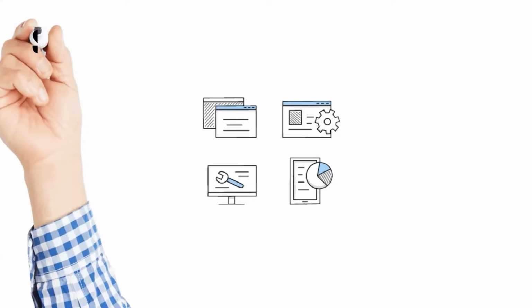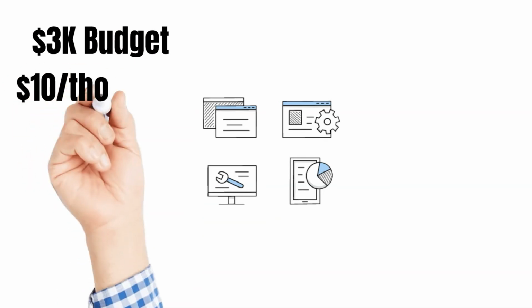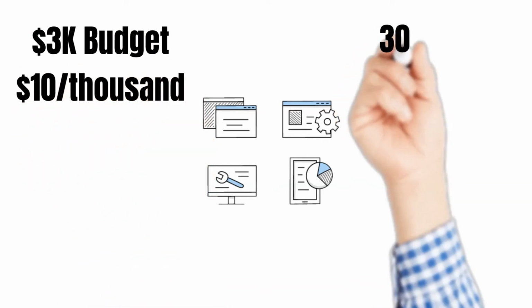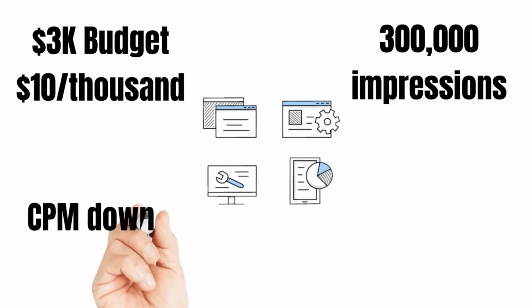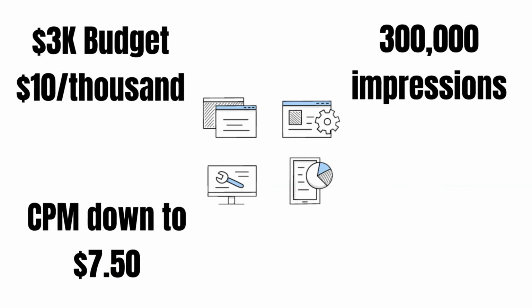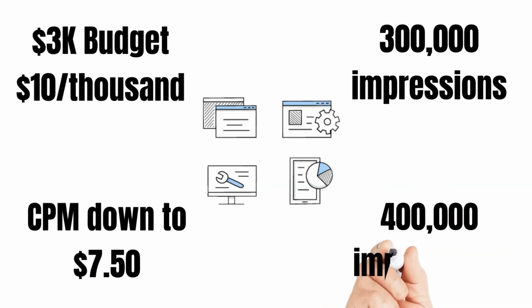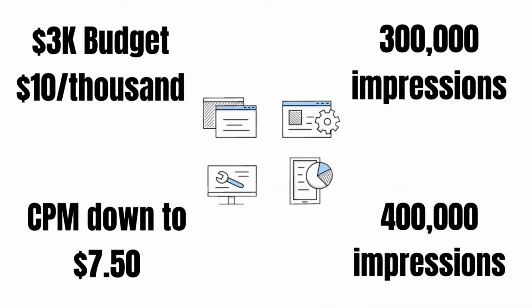For example, let's use a $3,000 a month budget with a $10 CPM. That will give you 300,000 impressions if it averaged exactly $10. Now, what if we were able to get that CPM down to $7.50? Well, you just got 400,000 impressions for the price that you thought you were going to get 300,000.